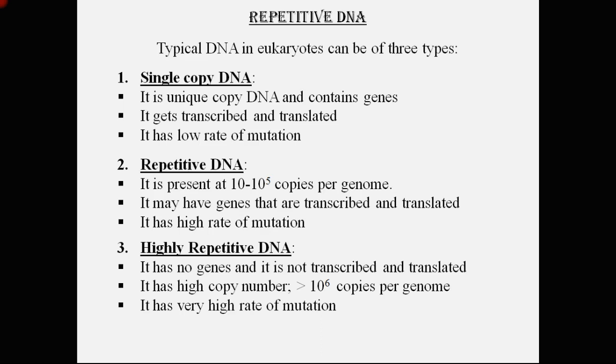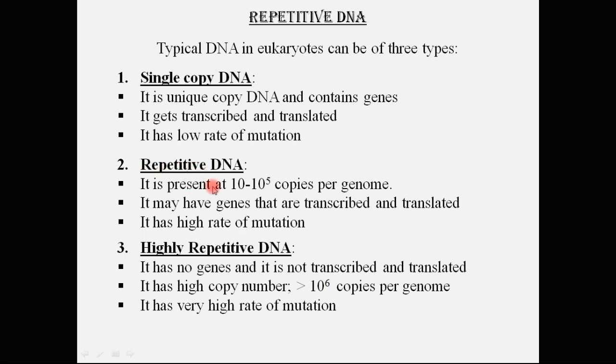What are the typical DNA present in the genome of eukaryotes? The first is single copy DNA. Single copy DNA is present as a unique copy or a few copies, and this kind of DNA often contains genes, and because it contains genes, it is often transcribed and translated into proteins. Most importantly, it has a low rate of mutation as compared to the rest of the genome. The rate of mutation is less.